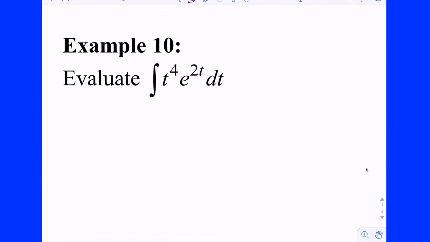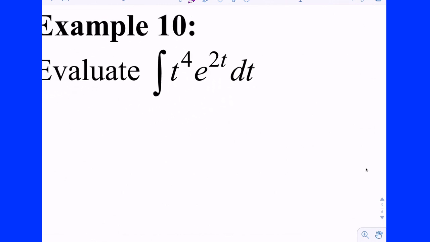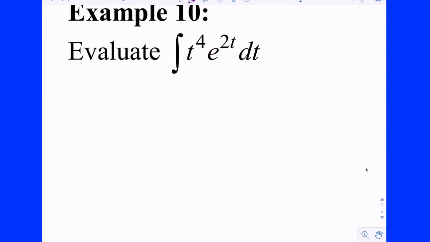Evaluate the integral of t to the 4th e to the 2t with respect to t. What's the method of choice here? Integration by guess and check? Trial and error? By parts. Very good. What are you going to call u? t to the 4th. You want to use the Zorro method? Probably not, because it's going to require 4 nested. No way, no how. So let's go to the tabular method.